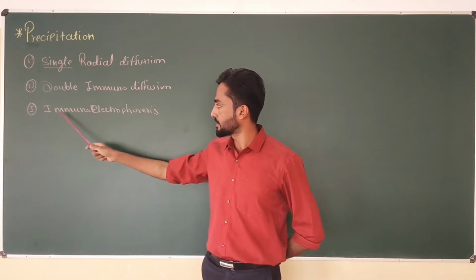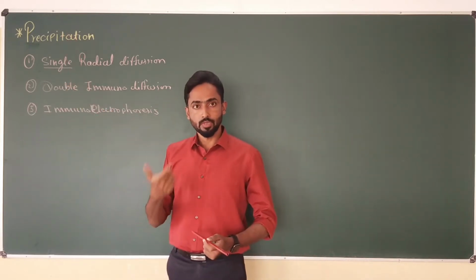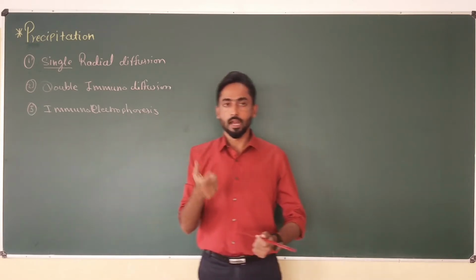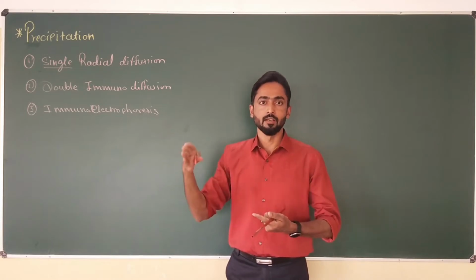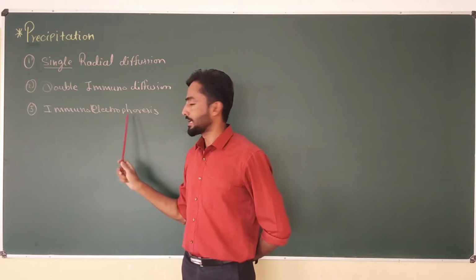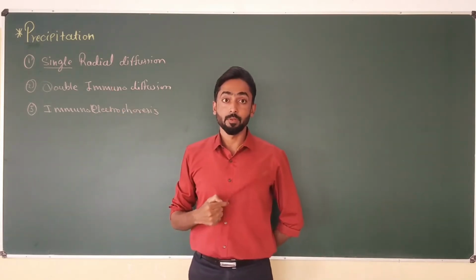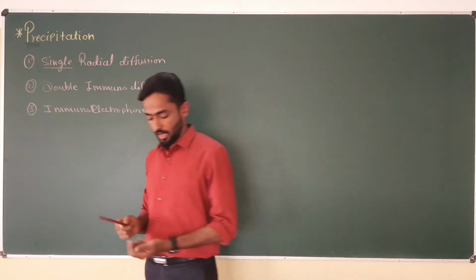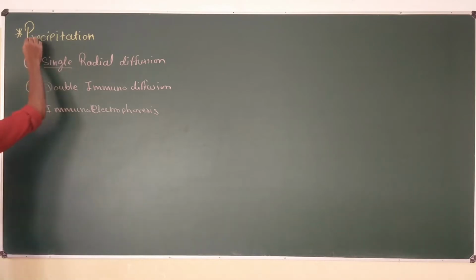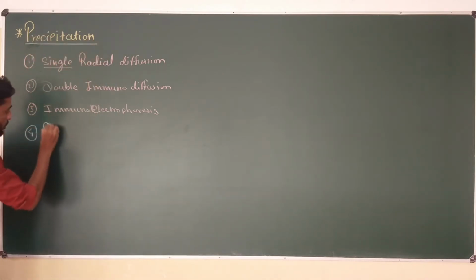In the last, immunoelectrophoresis, this type of precipitation reaction occurs with the help of electrophoresis. Electric current is applied to the antigen mixture and antigen migrates in the gel with the help of electric current, so it is called immunoelectrophoresis. I have discussed all these three techniques in detail in my previous video. Now in this video, I am going to focus on the next type of technique which comes under the precipitation reaction, that is rocket immunoelectrophoresis.